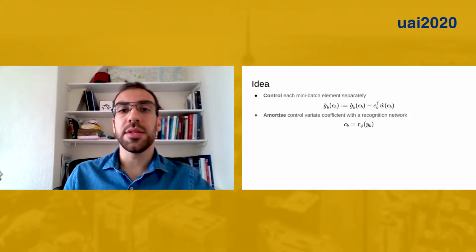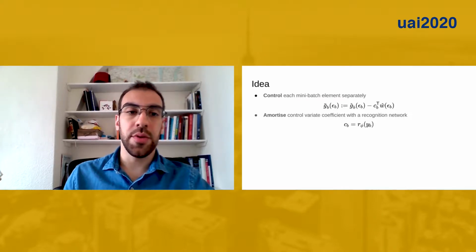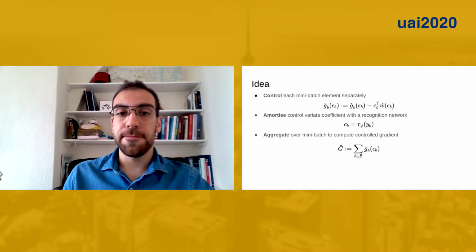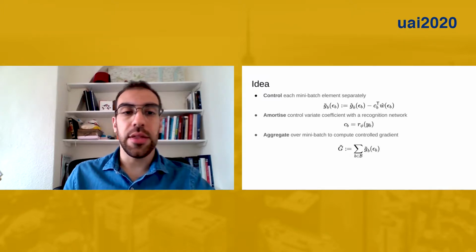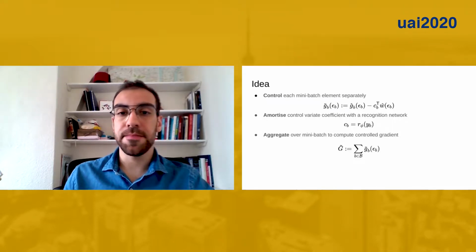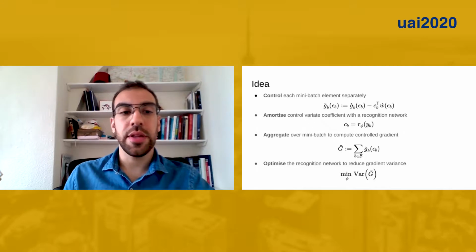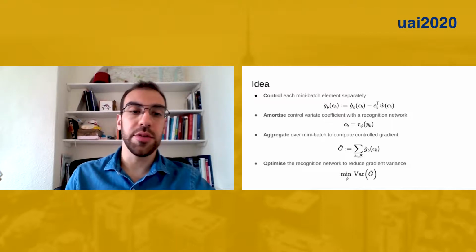Consequently, we propose to amortize the control variate computation with a recognition network, which is parameterized by phi. The individual gradients are then aggregated over the entire mini batch, for example, by simple sum. And to learn the parameters of the recognition network, we minimize the variance of the control gradient with respect to these parameters. This can be done throughout the optimization by interleaving a gradient step on the variance objective with a gradient step on the original objective function.